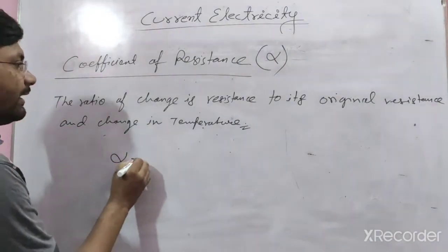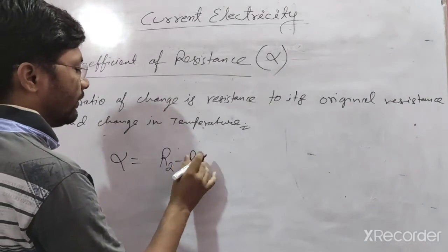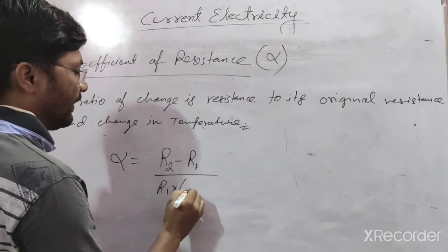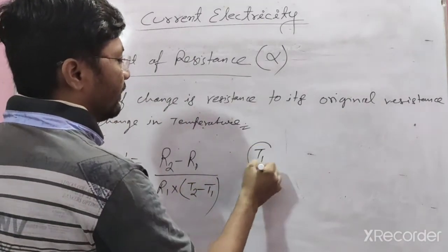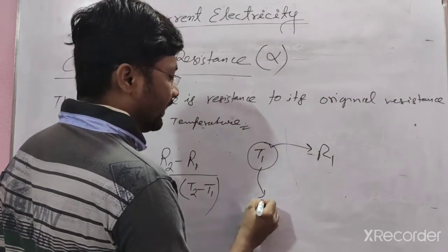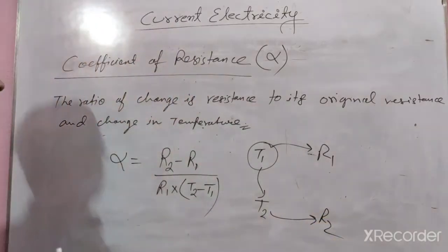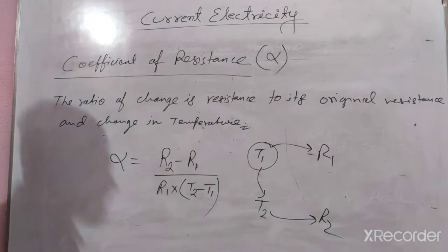So alpha can be written as change in resistance, R2 minus R1, divided by initial resistance multiplied by change in temperature. It means that at a given particular temperature, its resistance is R1. After increasing the temperature from T1 to T2, we get resistance R2, and alpha is defined as R2 minus R1 by R1 into T2 minus T1.